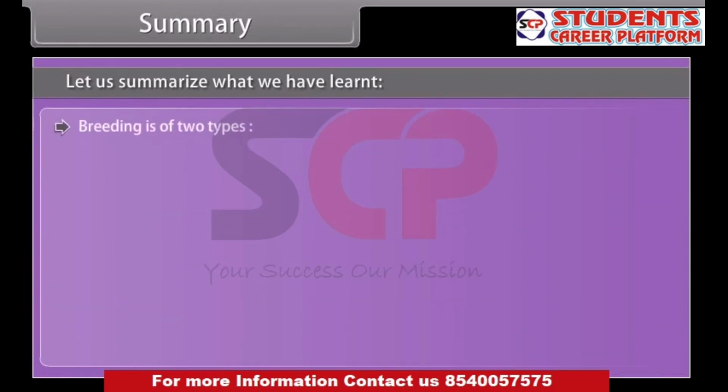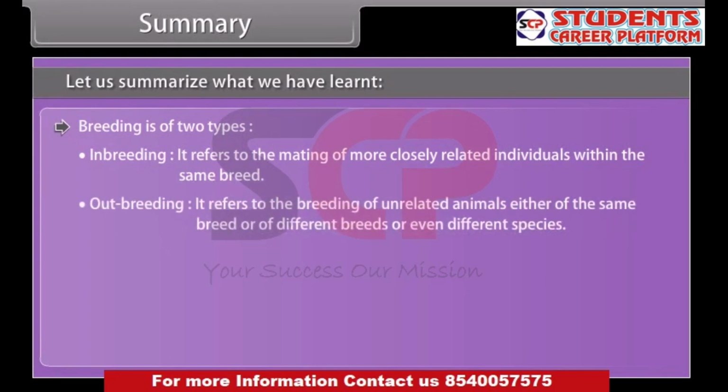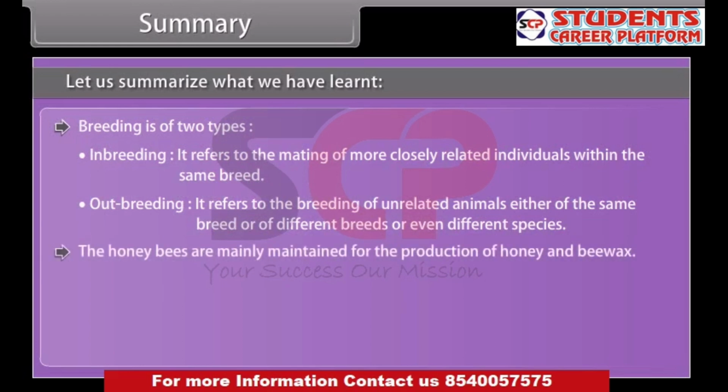Breeding is of two types. Inbreeding refers to the mating of more closely related individuals within the same breed. Outbreeding refers to the breeding of unrelated animals, either of the same breed or of different breeds or even different species. The honeybees are mainly maintained for the production of honey and beeswax.